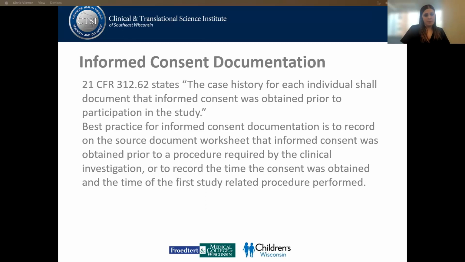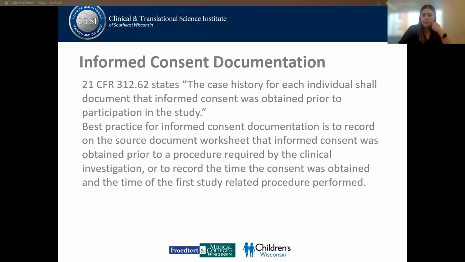So, ICF documentation. This is a big part of creating our source documents: documenting that we are consenting patients. When entering a patient into a study, informed consent is always the first thing we perform. We know that, and therefore it should be the first thing that we document as well. It should be listed at the top of a source document. You can put in a statement that this was performed first and foremost, or you can record the time that the consent took place in order to show that it was done first.